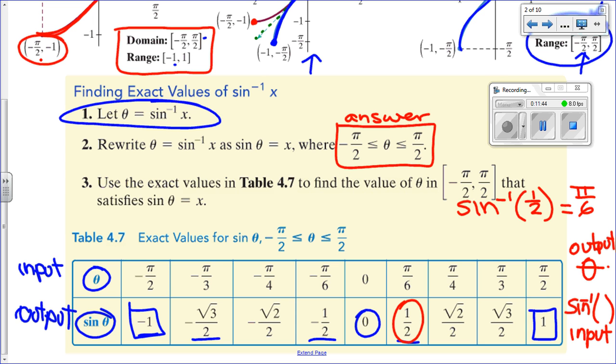I'm going to ask you a few questions. So, Bastian, what is the sine inverse of -√2/2? Okay. Andrea, what is the sine inverse of the square root of 3/2? Pi/3. Very good. Lorenzo, what is the sine inverse of -1?